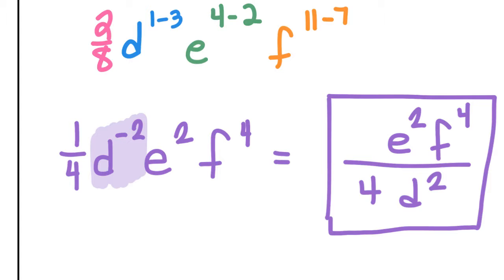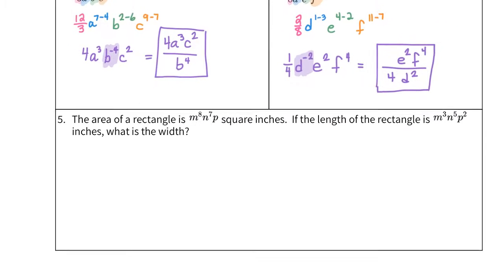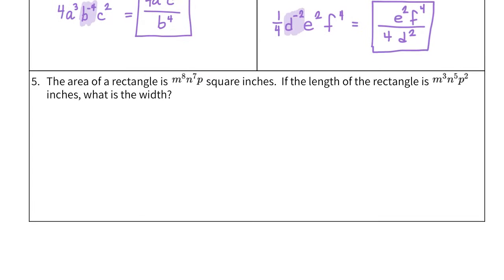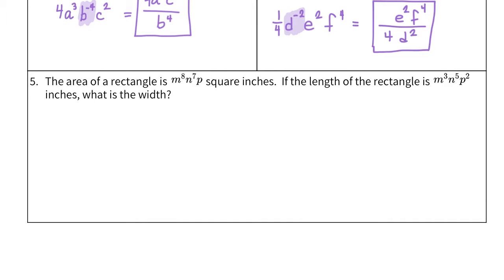Okay, so now I have one last example. We're going to look at a word problem. So when we're dealing with exponents, our word problems are going to be dealing with area for the most part. So this one says, the area of a rectangle is m to the 8 n to the 7 p square inches. Then it says, if the length of the rectangle is m to the third n to the fifth p to the second power, what is the width?